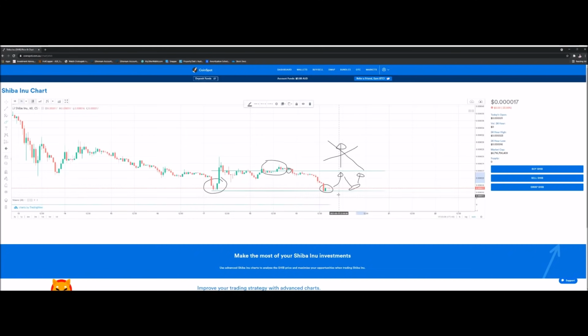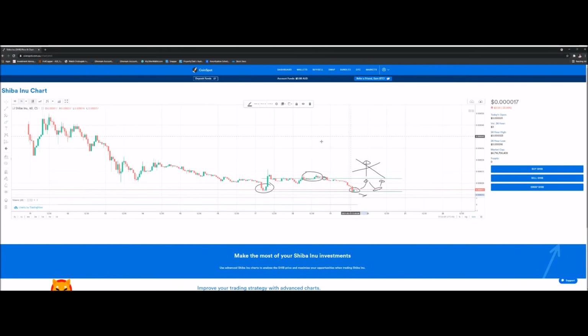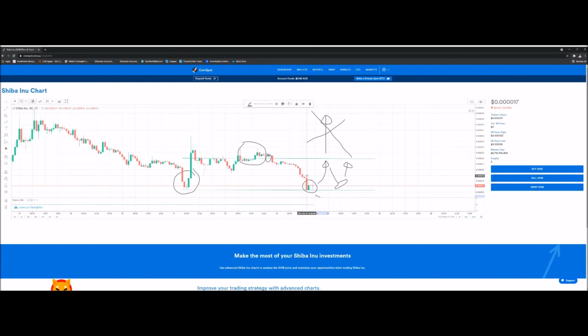Worst case scenario for us, as I've mentioned, is it breaks through this and we are heading downwards, and that is not good. Obviously we do not want that, but it does provide an opportunity for people who aren't invested in SHIB to invest at a relatively cheap price. So keep that in the back of your mind.